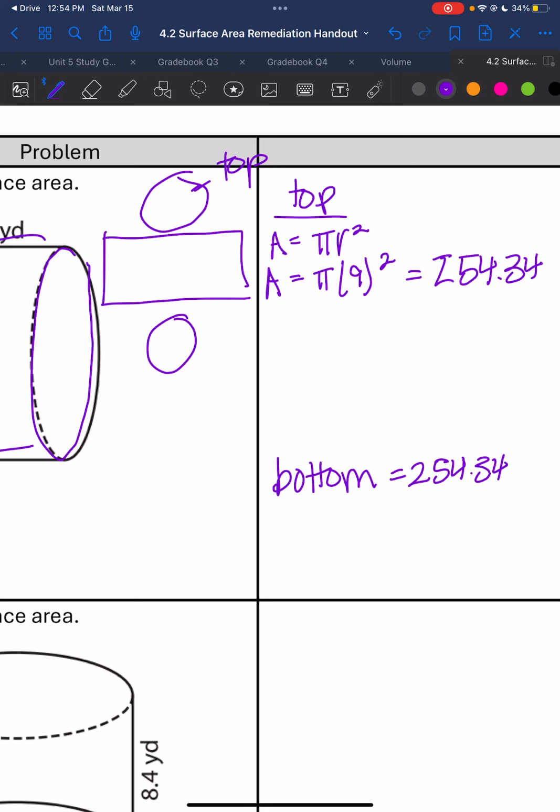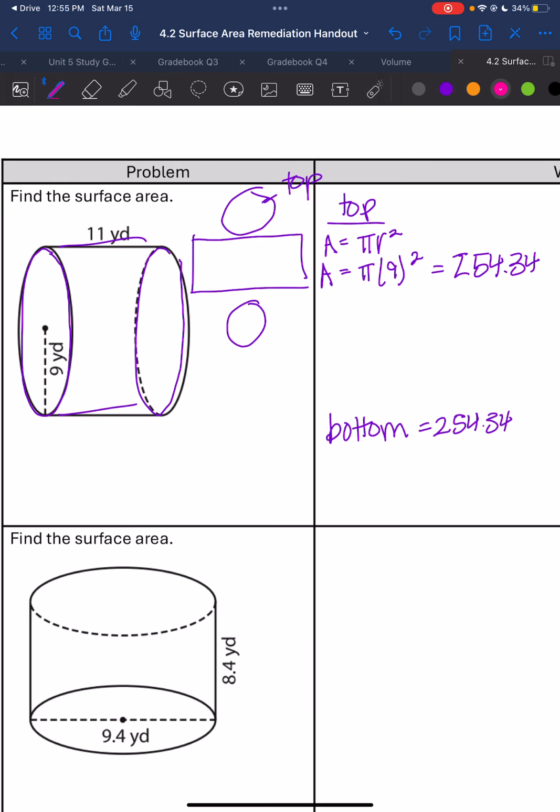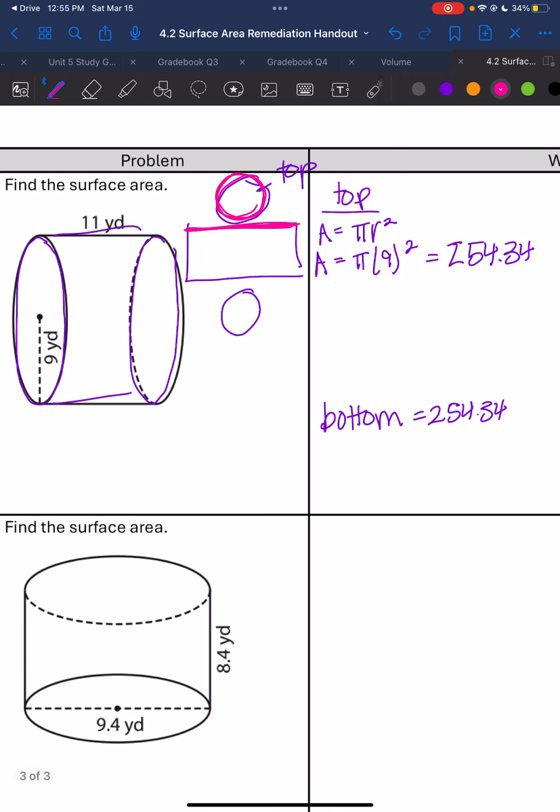Okay, the middle part we know is a rectangle, and if you remember from class, when we folded or when we wrapped our paper up and we saw that the perimeter of the circle is what makes the base of our rectangle. Therefore, if we find the perimeter of the circle, we find the base of our rectangle. Because remember, to find the area of a rectangle, you have to multiply the base times the height. Well, we have the height already. We know it's 11 because the height connects the two bases.